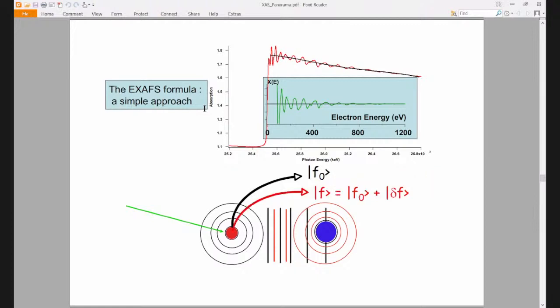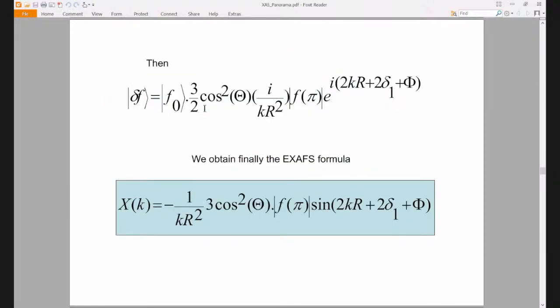So if we put all that together, you see that the F at the end is F naught plus a sum of delta F, which is a result of the scattering by the atom, which is just a sine. And then delta F is, you recognize the F of pi, the 2kr back and forth, the delta, one going out, one going in. Phi is the phase associated to the amplitude F. And this is a term that I'm not going to describe, I will show you the effect of this term. It is the angular part of the wave function. We did not care about it because we are just going back and forth, but we have to keep it. And we obtain the formula for the oscillation. That's XAS.